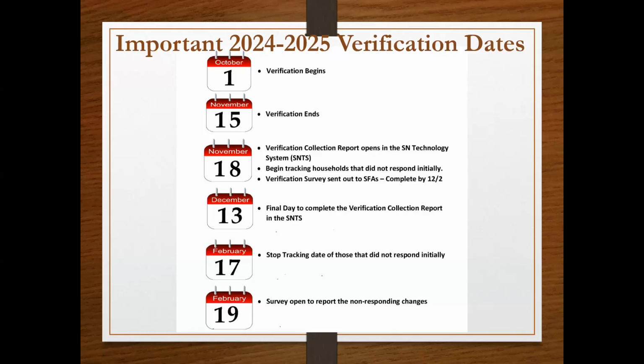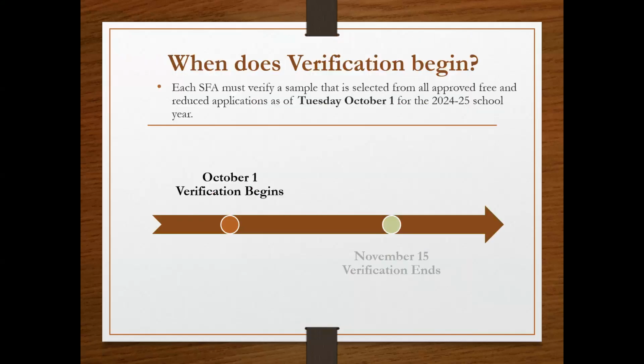December 13th, and I'm going to go through these dates one more time, but December 13th is the final day to complete the verification collection report in the school nutrition technology system. And then in February, we're going to stop tracking those reapplied, reapproved applications between November 16th and February 15th. And then you're also going to have another survey to report those households.